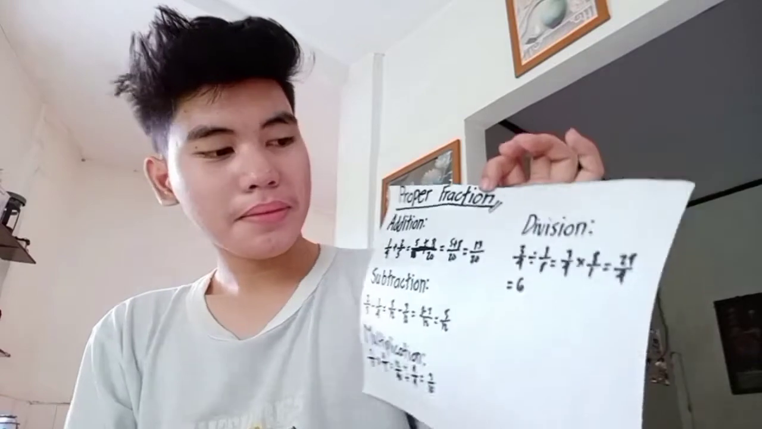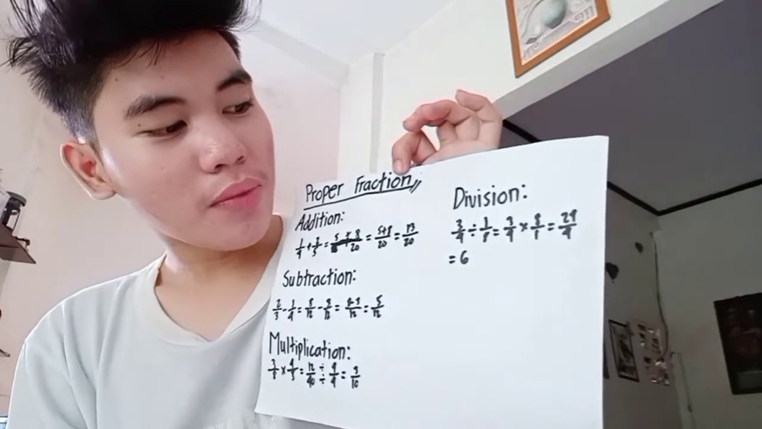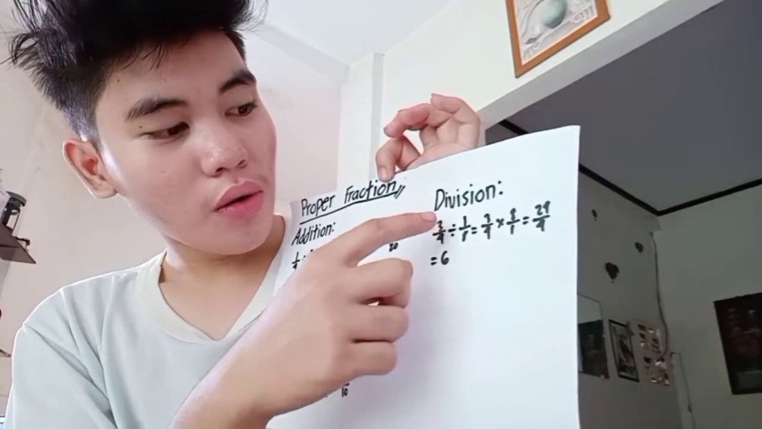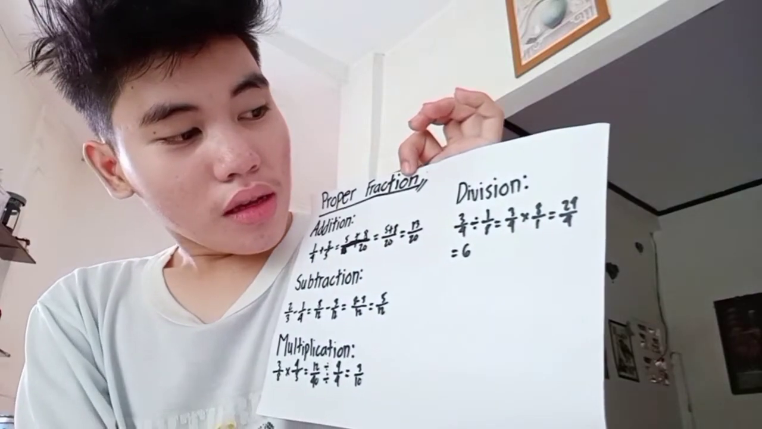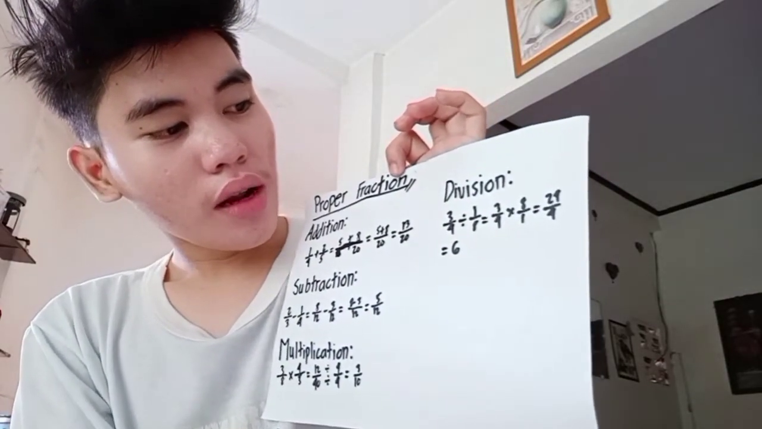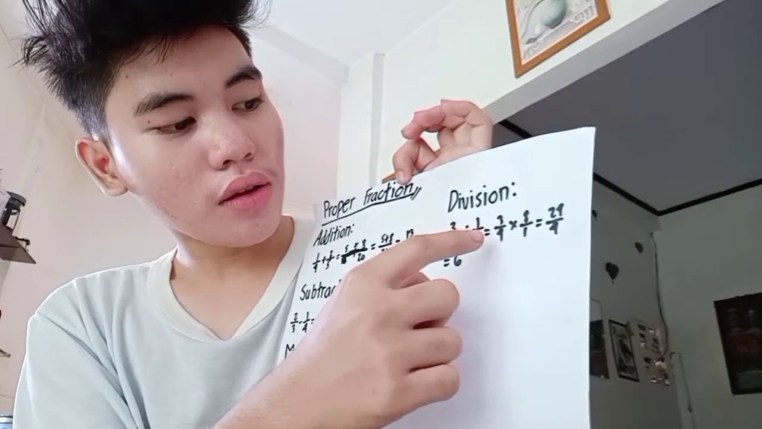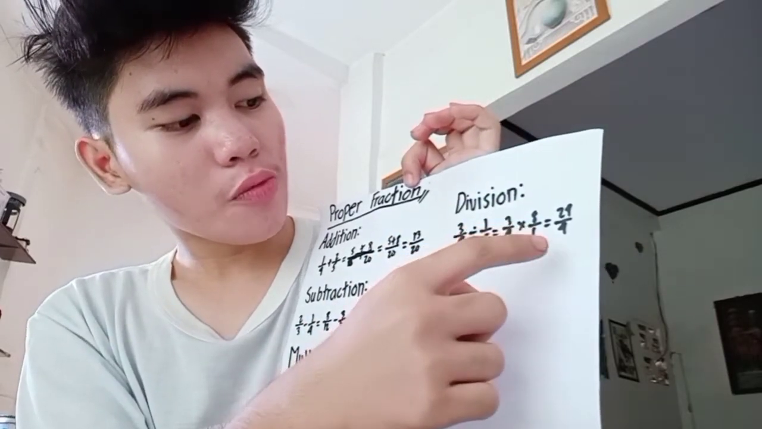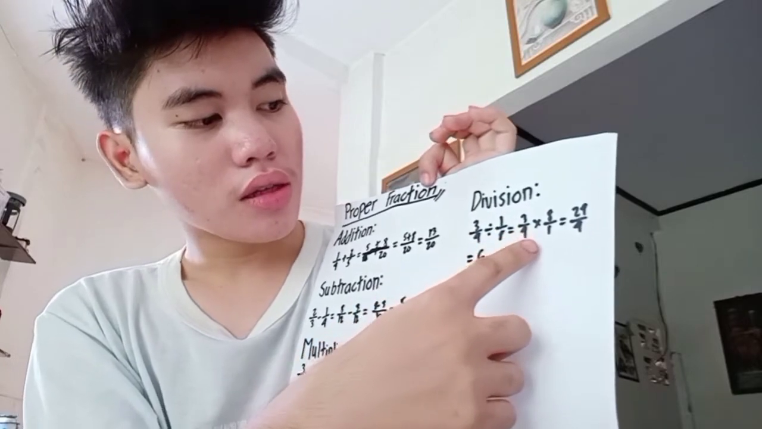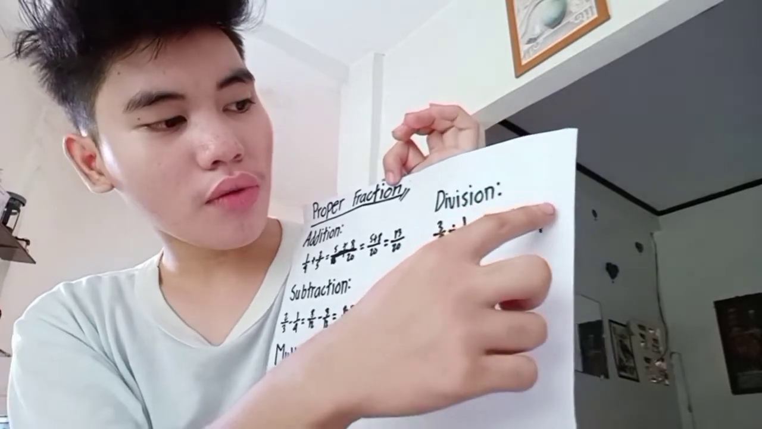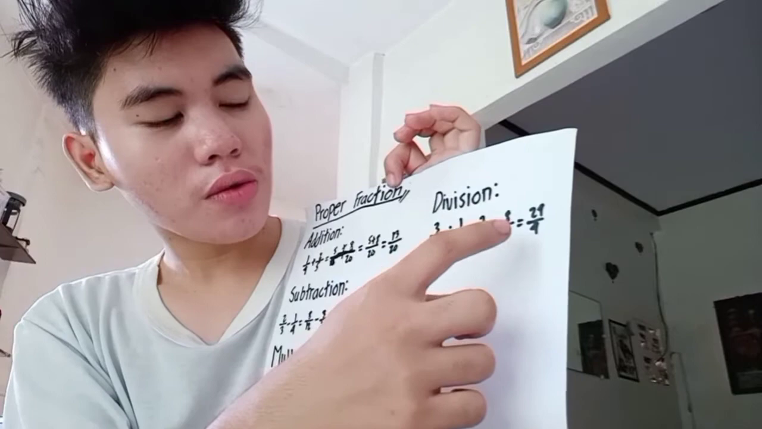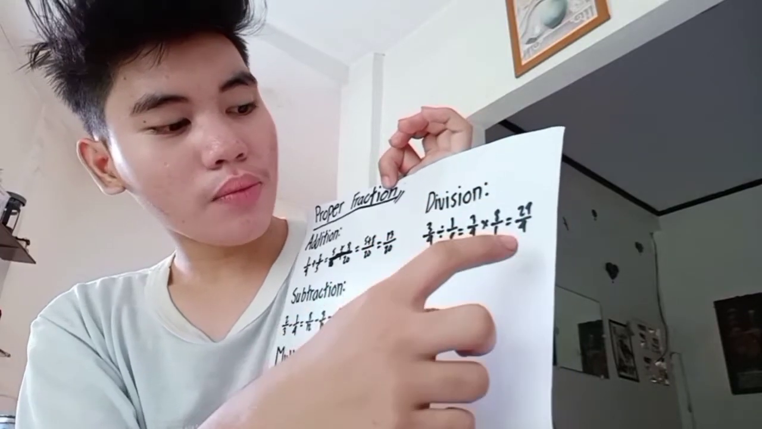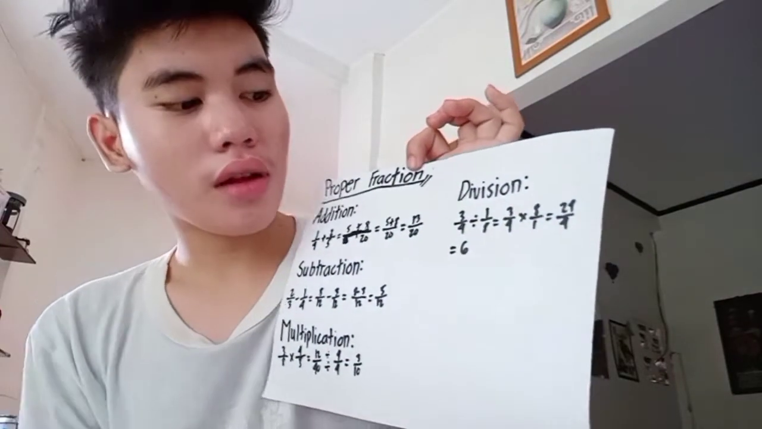And for division, my example is 3 over 4 divided by 1 over 8. And then we will copy 3 over 4 and inverse 1 over 8. We will get 8 over 1 and change the operation into multiplication. So 3 times 8 is equal to 24 and 4 times 1 is equal to 4. Change them into a whole number, we will get 6. And the final answer is 6.